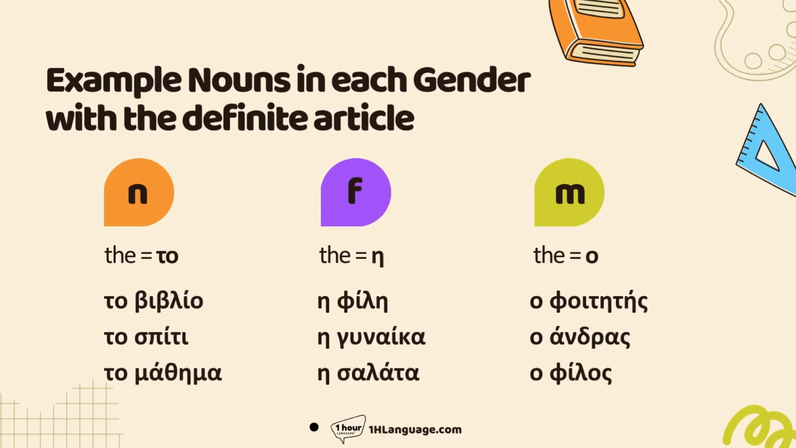Let's go over them one more time. Neuter. To vivlio. To spiti. To mathima. Feminine. I fili. I gynaika. I salata. And masculine. O fititis. O andras. O philos.